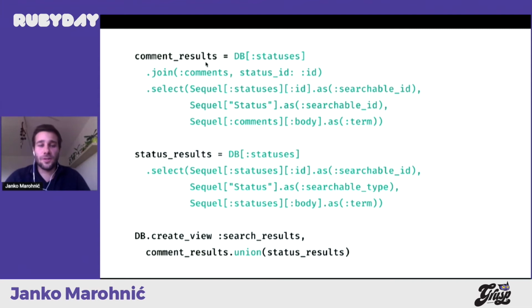Another example is that we can also create views using Ruby expressions. And here we can see that this takes two data sets and creates a union, which is really nice. It's really nice to be able to do this consistently.